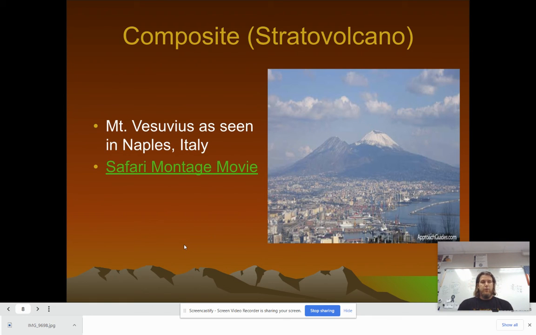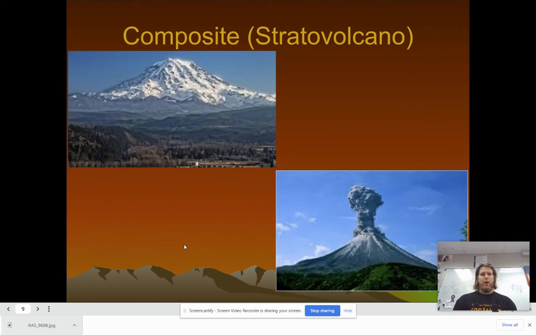So this is Mount Vesuvius, seen in Naples, Italy. If you want to click on that movie, it's a pretty cool one, but you can see how different it is from the shield volcanoes. So these are very wide across, but also very sort of steep. You have that classic volcano shape here.